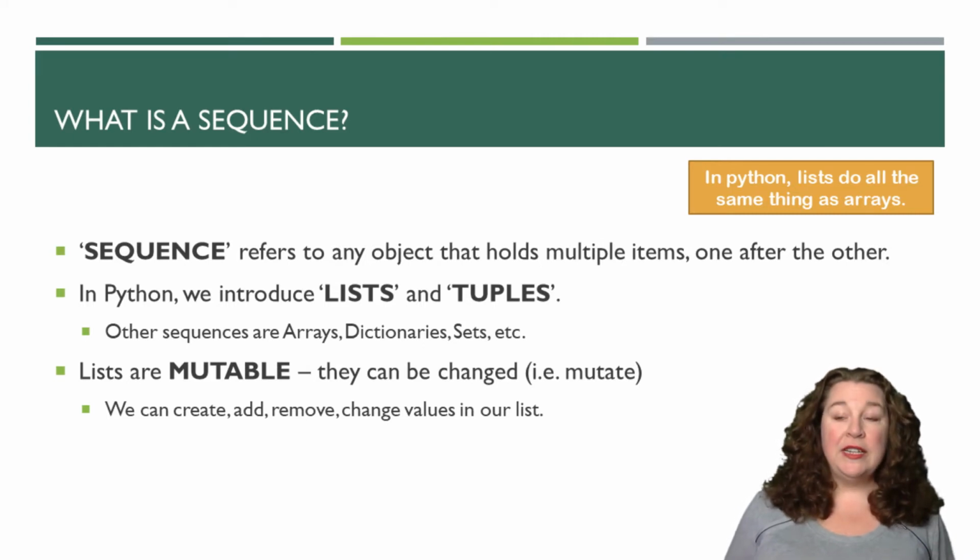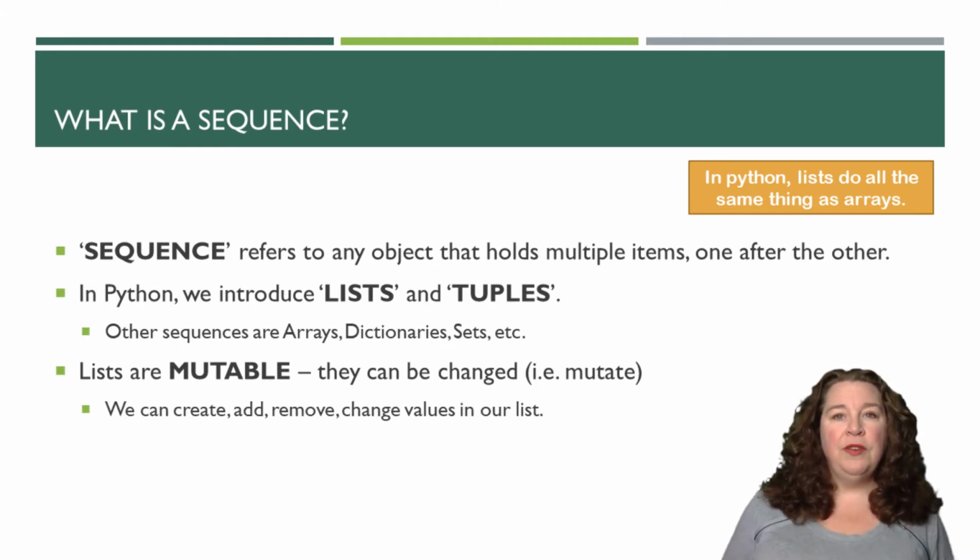So a sequence, by definition, just refers to any object that holds multiple items. And it holds them one after another. So they're all kind of lined up. And we can do things with the fact that they're lined up, like walk through them, or change the order, or reference them by a specific order.